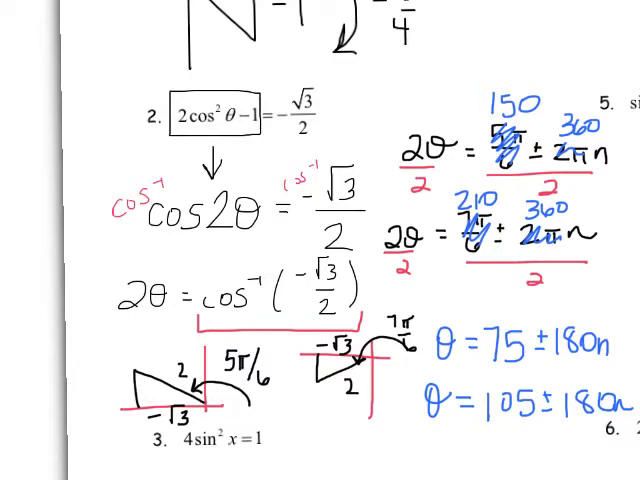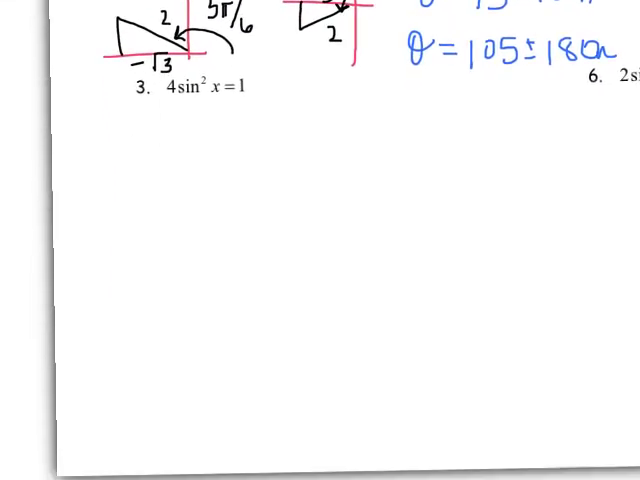All right, number 3. 4 sine squared x equals 1. So, this looks pretty complicated, but even though it looks complicated, unfortunately it doesn't match up to anything. So since it doesn't match up, this is an algebra problem. So our first step with algebra problems is try to get the trig by itself. So I'll divide by 4. So I get sine squared x equals 1/4. And then I'll take the square root.